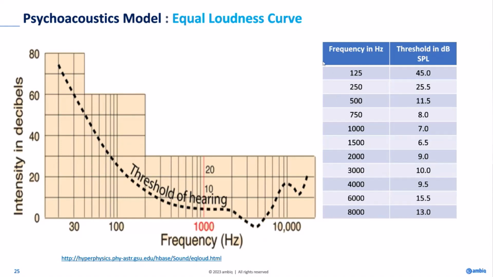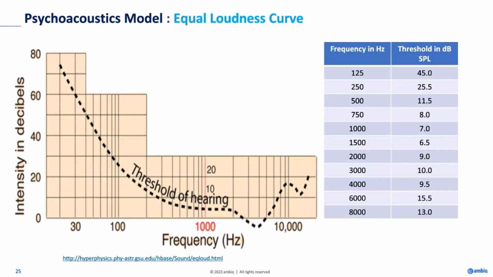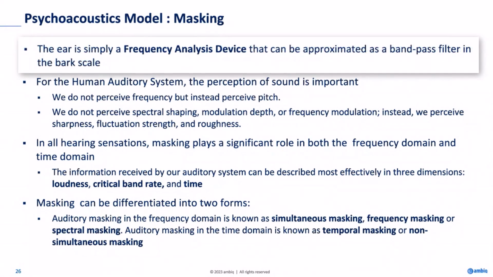An audiogram takes about 9 frequencies into consideration, and it basically generates the equal loudness curve of an individual's hearing. That is what is used for personalizing the audio experience. More about that a little later, but this gives the significance of the equal loudness curve. The next important auditory system attribute is masking. The ear is simply a frequency analysis device. Going back to our cochlea model, yes, it is a frequency analysis device that can approximate the signal as a band pass filter in the Bark scale.